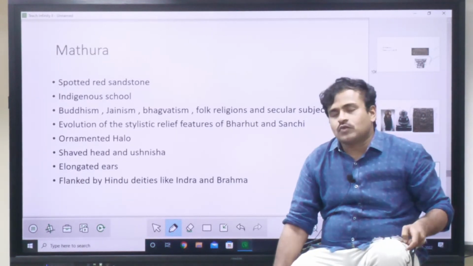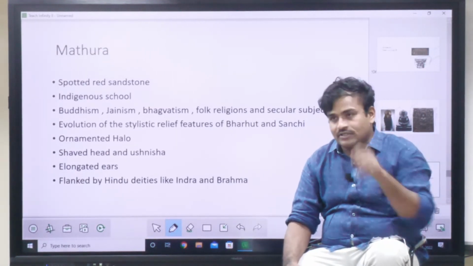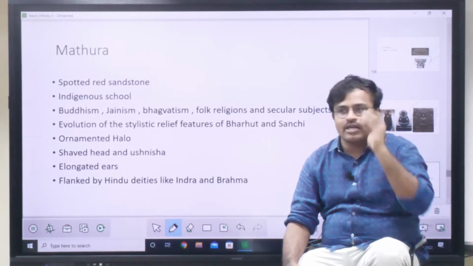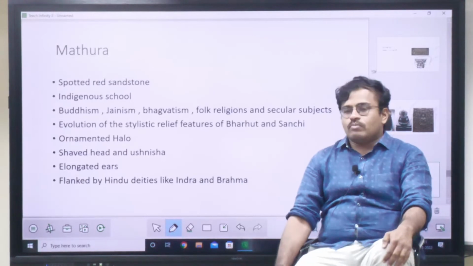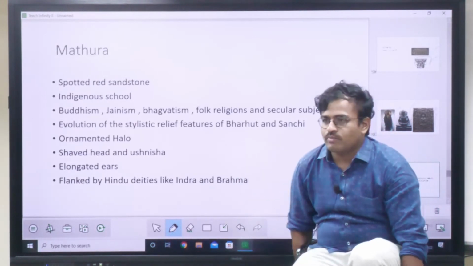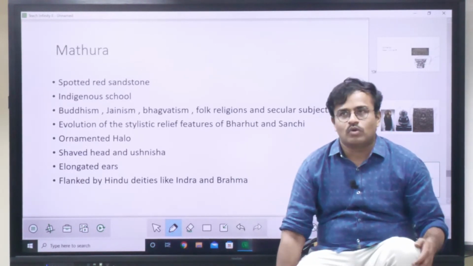Now, the next school is known as the Mathura School of Architecture. And in Gandhara School, mainly the images are of Buddha. Buddha and Bodhisattvas are given more significance here.